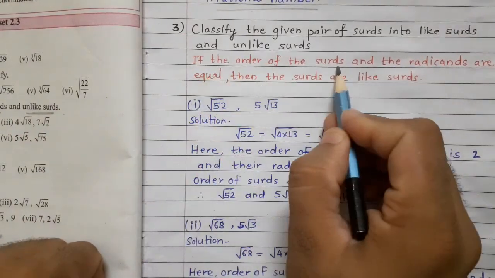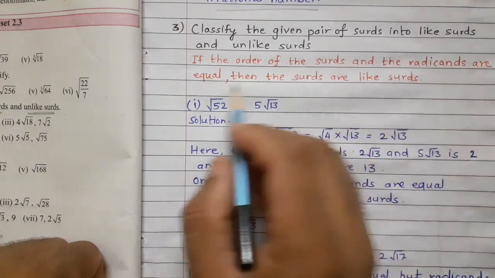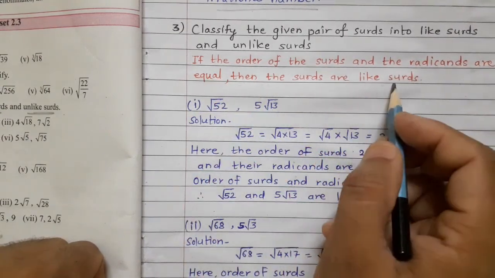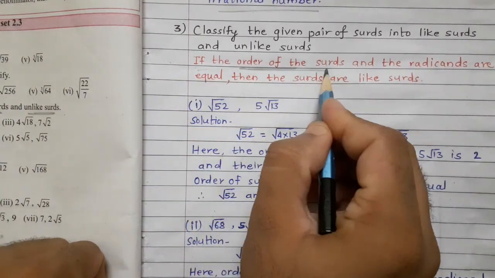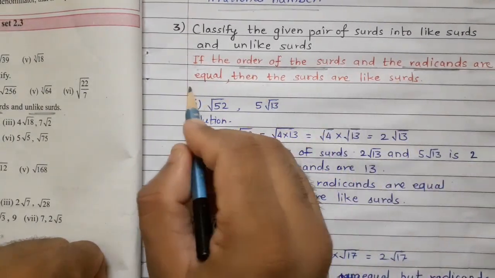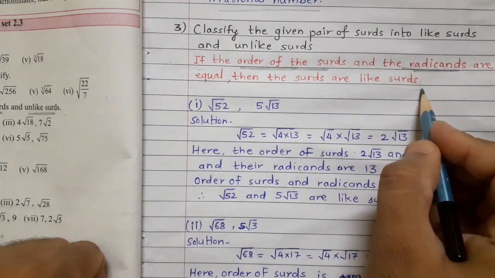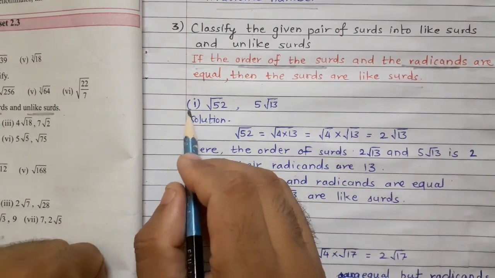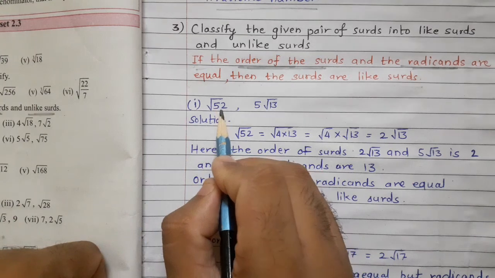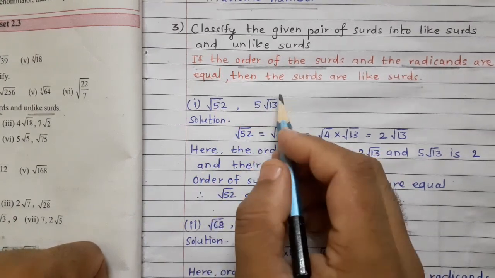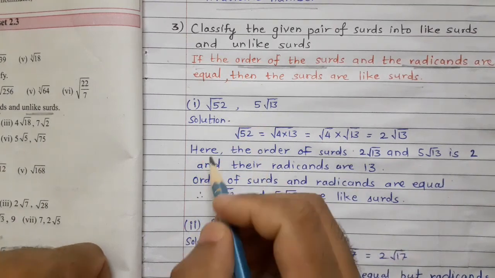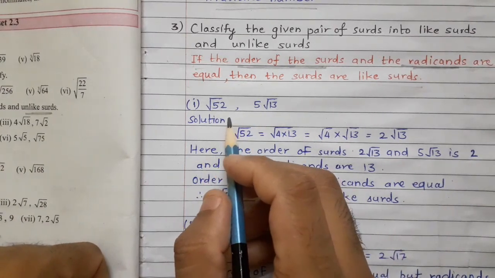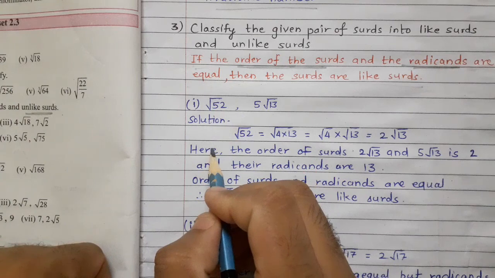If the order of the surds and the radicands are equal, then the surds are like surds. We know that if the order of the surds and the radicands are equal, then the surds are like surds. See, sub question first: square root of 52 and 5 multiplied by square root of 13. This pair is given. So first of all, we will write the simplest form of square root of 52.